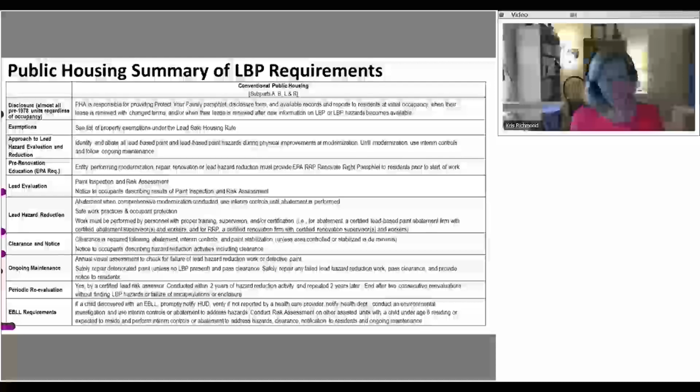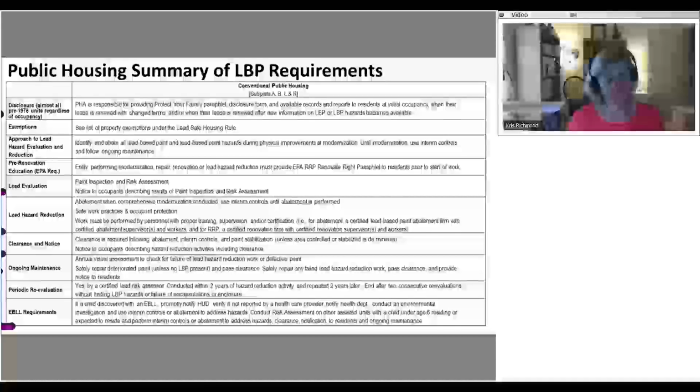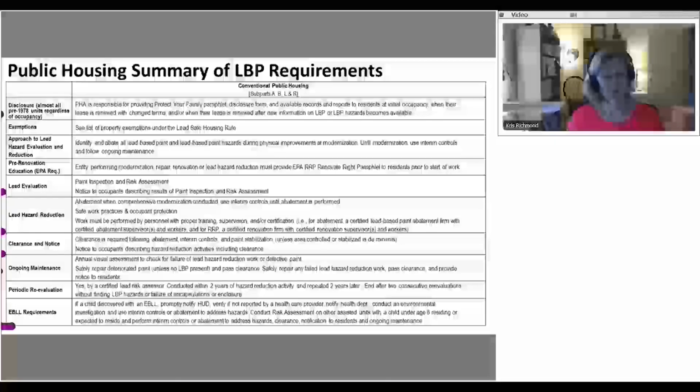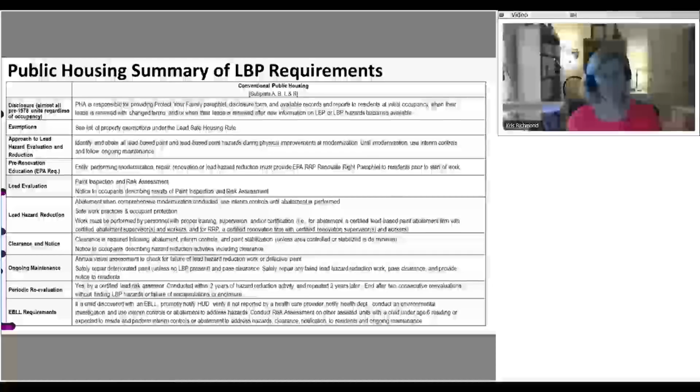We're going to talk a little bit about that at the end of today, but we are going to be training on EBLL in December for public housing. So if you haven't signed up yet, I know the registration materials were just released either Thursday or Friday of last week. So go and check your email, and hopefully you will be able to attend the EBLL training that we have coming up.